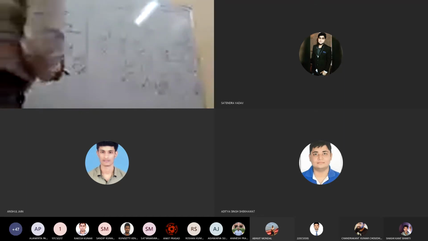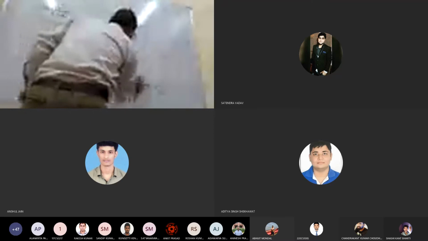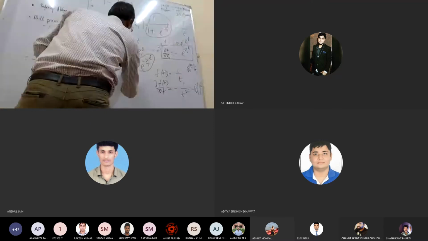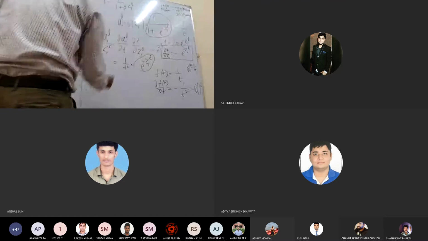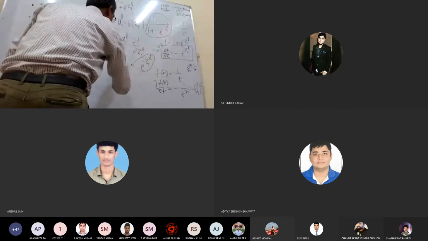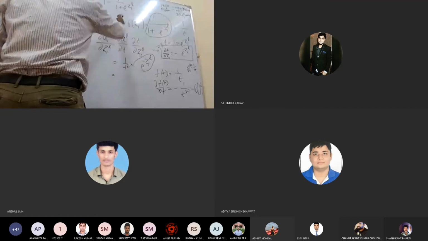Okay. So therefore, what we can do here. So what we have is 1 by t square divided by A. 1 by t square, what is that? This minus is gone. So then 1 by t square means what we can write.